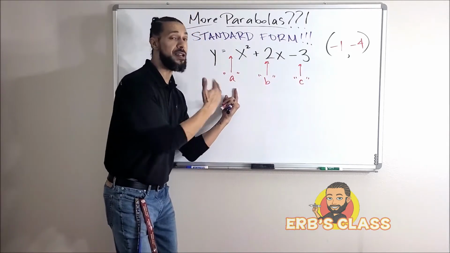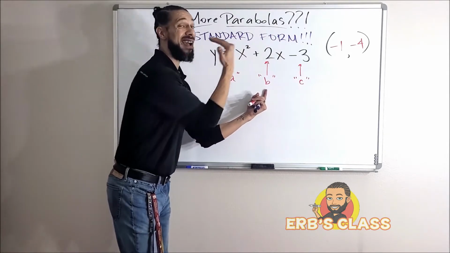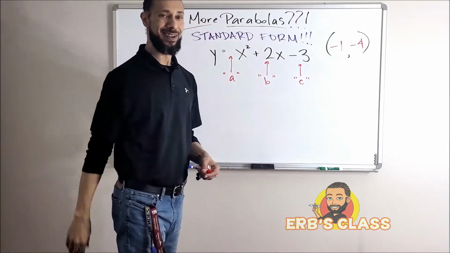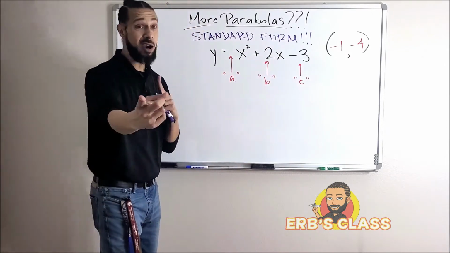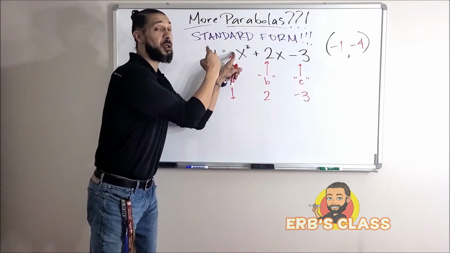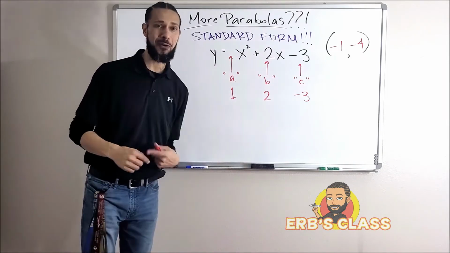A is always the number that's attached to x squared. B is always the number that's attached to x. And C is always the number that doesn't have a letter. Yeah, so in this case, they are. Notice, remember, there's an invisible 1 here. So the coefficient on x squared here is 1. Yeah, exactly right. And so on and so forth.